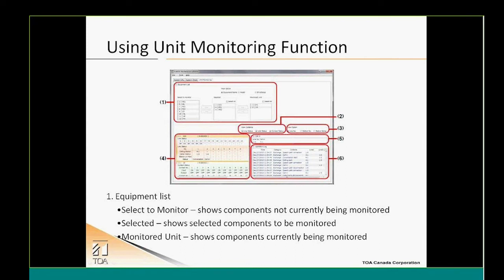There are 3 boxes within your equipment list. First up is the select to monitor, which shows components not currently being monitored. The second box is the selected, which shows selected components to be monitored. And your monitored unit box, which shows components currently being monitored. Please keep in mind that you can only monitor up to 8 pieces of equipment simultaneously. And adding equipment to the monitored is a 2-step process, as you have to move to the selected box, then again over to the monitored unit box.